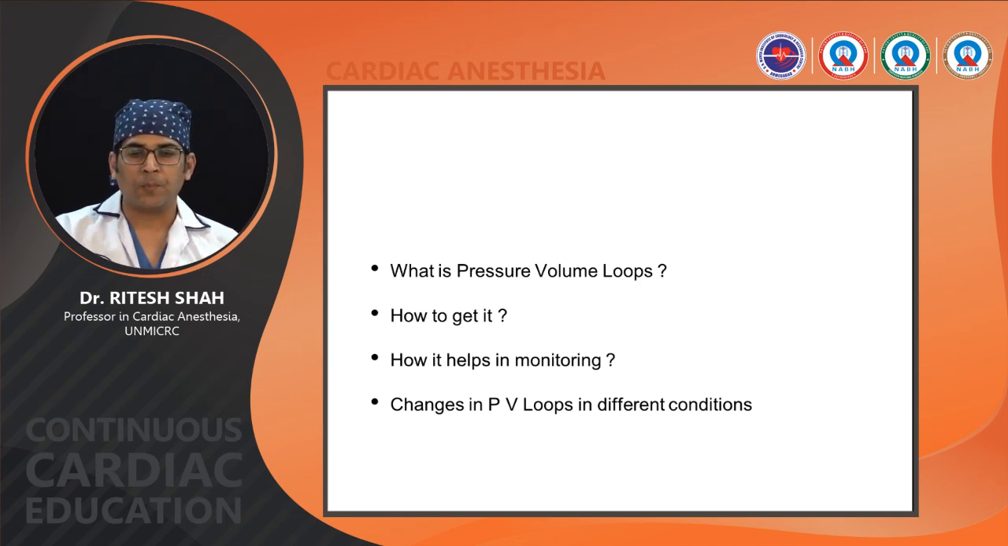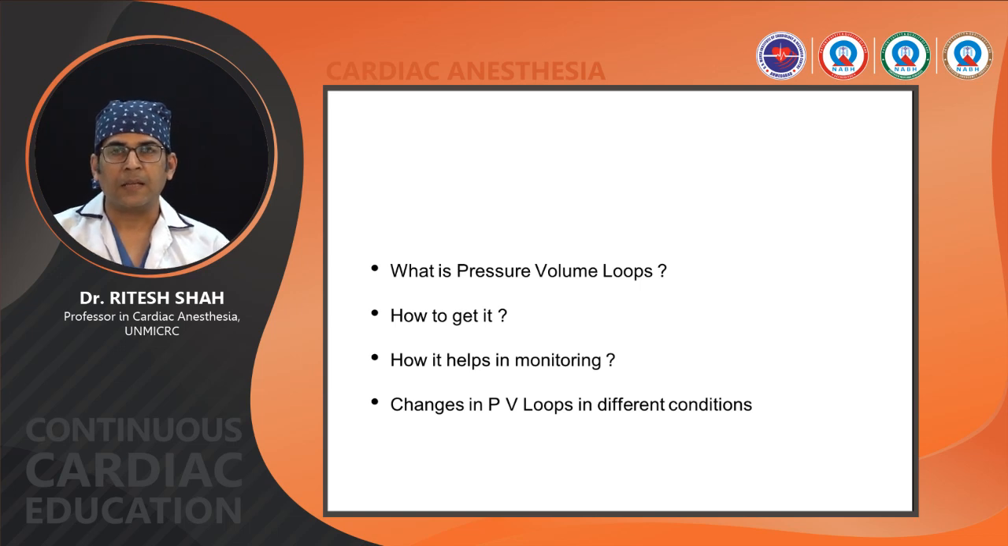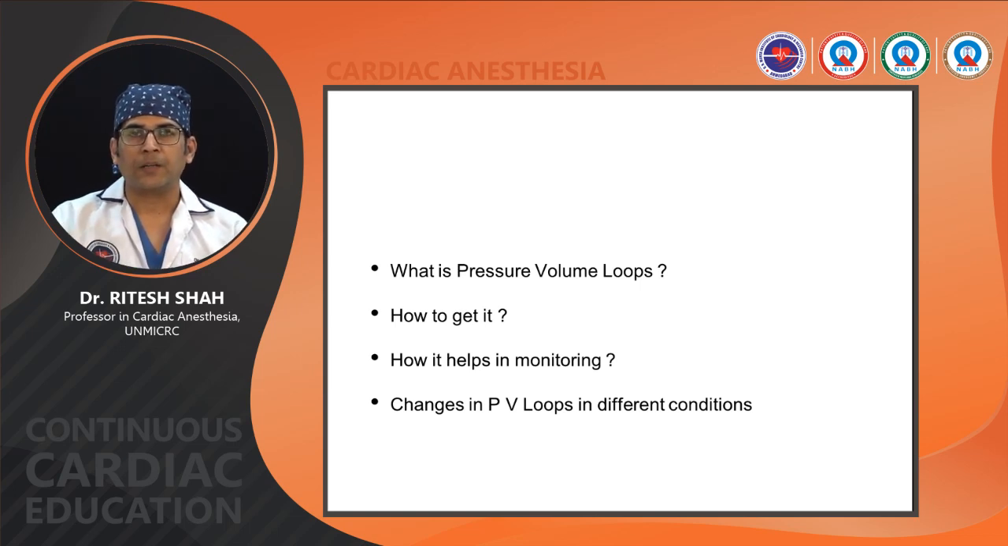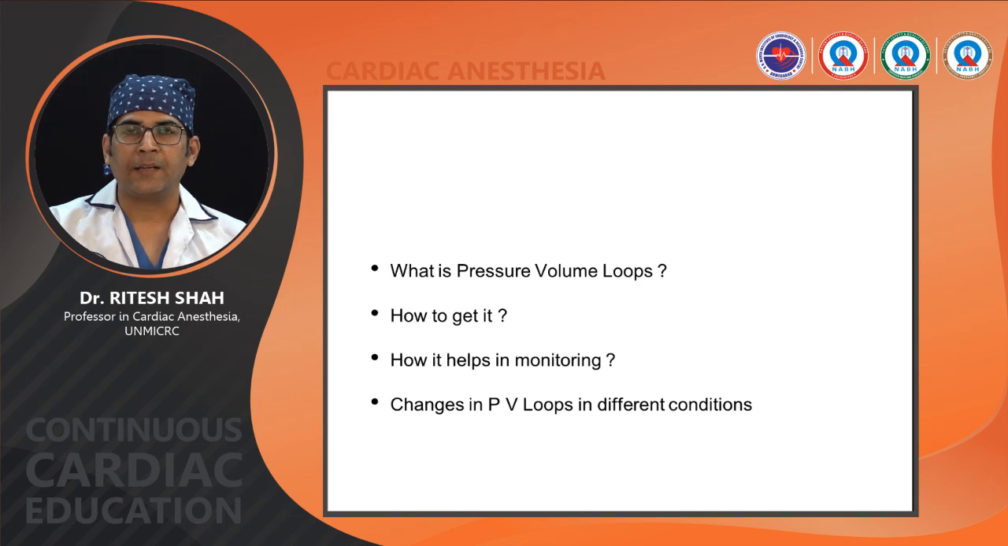Pressure volume loop of the LV is LV pressure plotted against LV volume at different time points in a single cardiac cycle. It is independent of time.